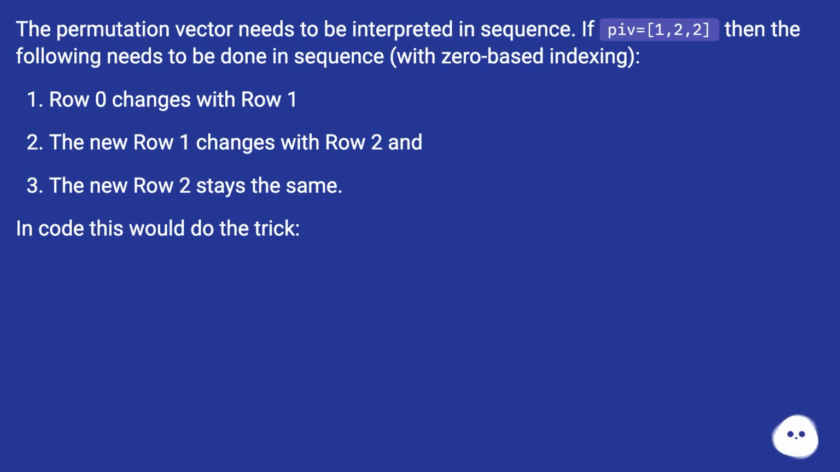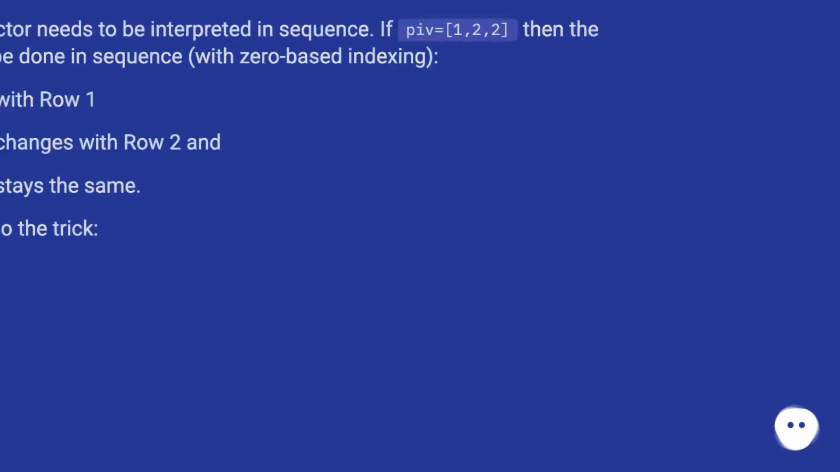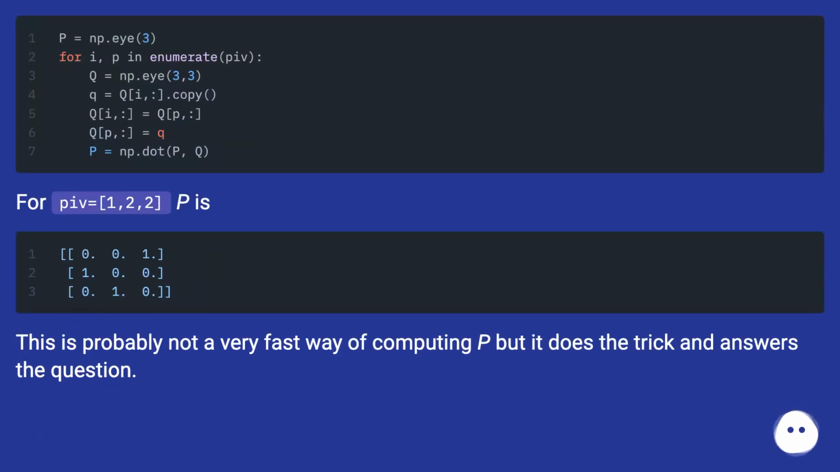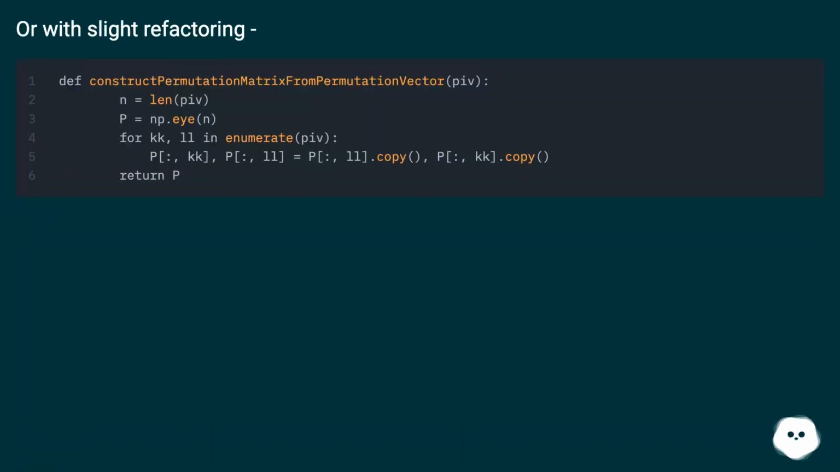In code this would do the trick. For piv equals [1, 2, 2], P is. This is probably not a very fast way of computing P, but it does the trick and answers the question. Or with slight refactoring.